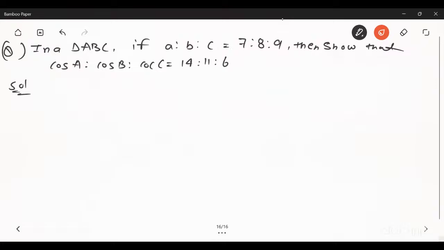We have been given A ratio B ratio C is equal to 7 ratio 8 ratio 9. If we break the ratio, then we will get A is equal to 7K, B is equal to 8K, and C is equal to 9K. K means a constant, because they are in the same ratio. So we do not get a particular value for them. So we take a common ratio K for all of them.